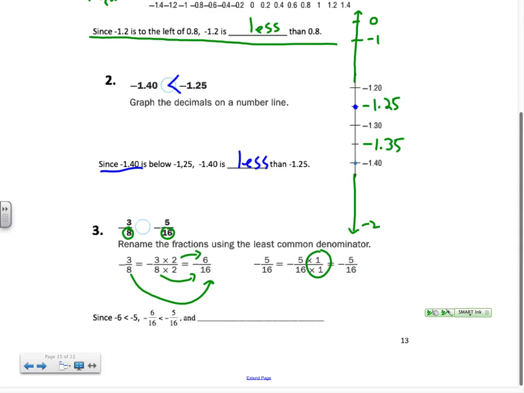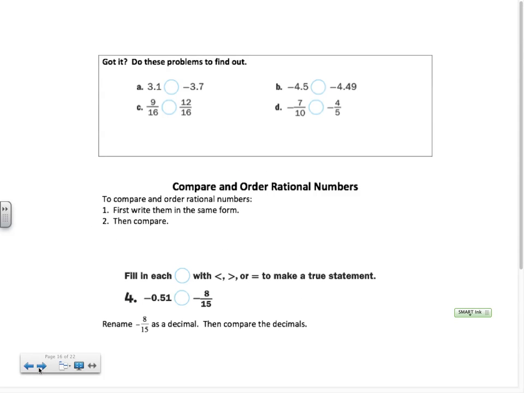So we compare the numerators now. What's bigger, negative 6 or negative 5? And we know, well, here they're showing you negative 6 is less than negative 5. So how do we compare? Negative 6/16 is less than negative 5/16, so I go back to my original fraction. Negative 3/8 is less than negative 5/16.